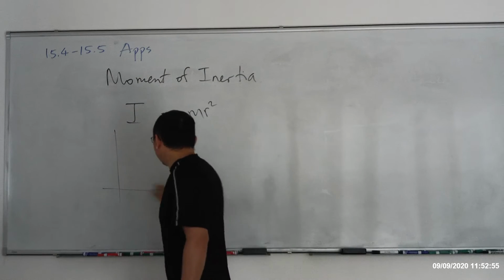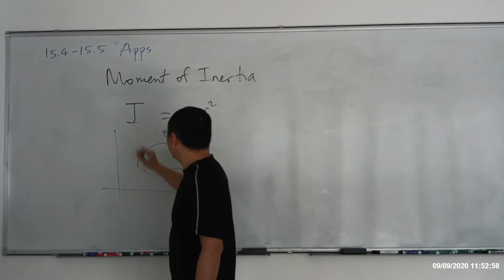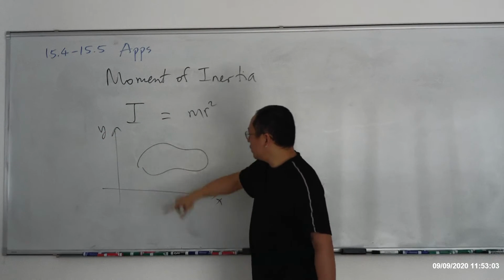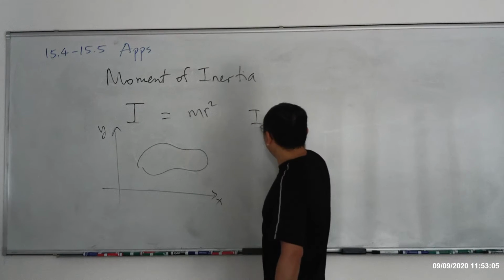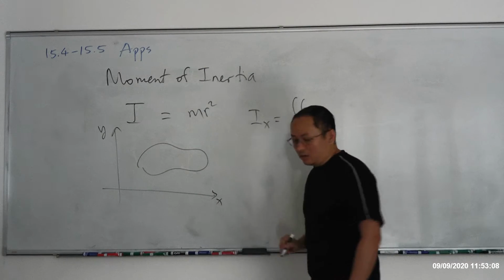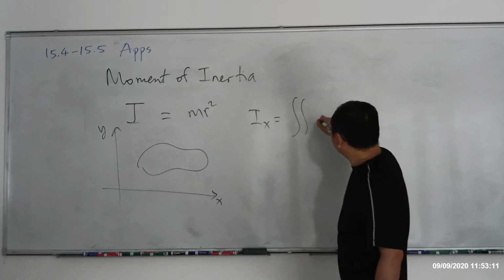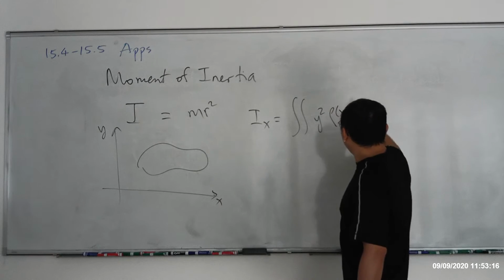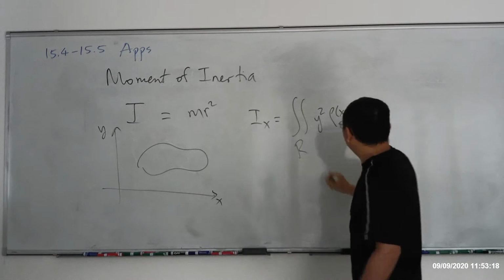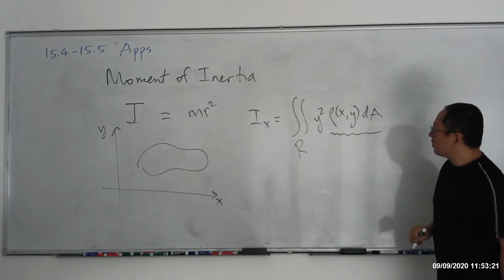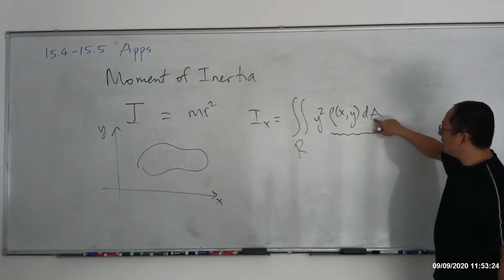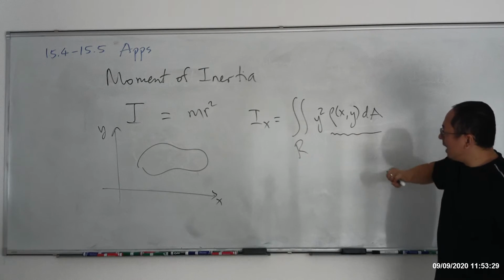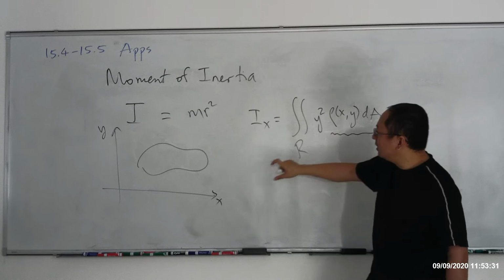And again here, say you have an object. This is the x-axis, this is the y-axis. You want to calculate the inertia around the x-axis, denoted by I_x. It's going to be what? Double integral of y squared rho(x,y) dA over region R. One more time, you recognize that quantity right here. Rho, and this A stands for what? Area, right? Rho times the area is going to be the little mass, and then y squared right here is the distance squared.